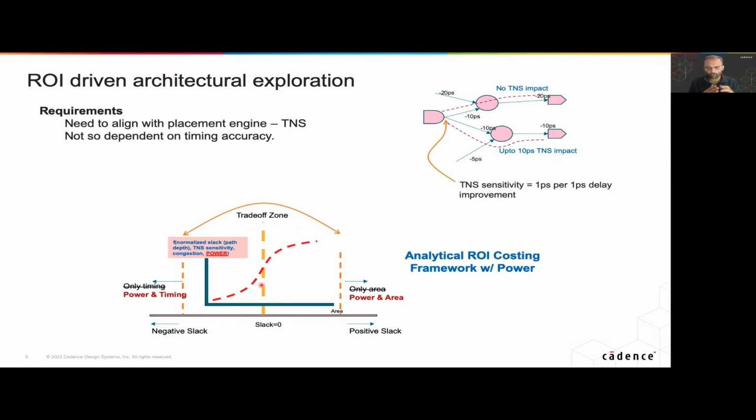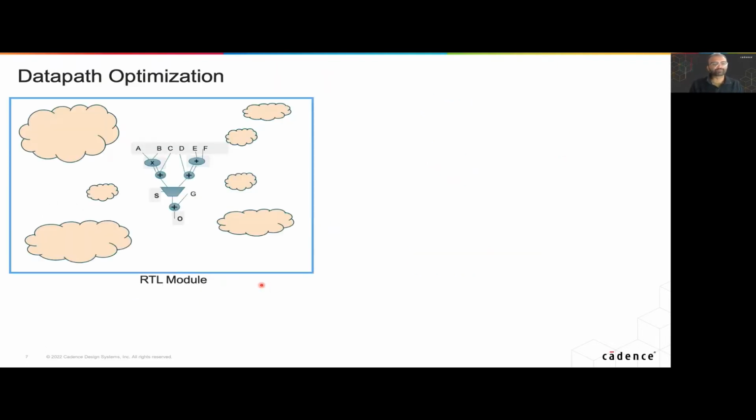So you have all these different cost vectors now with normalized slack, with TNS sensitivity, congestion, this is something that we really have to care about, and power. So it's amazing, we have to look at all these different things so early on in the flow. And this is again, as you can imagine, that since there are so many of these trade-offs and you need so many of these models, of course, machine learning can have a nice role to play there as well.